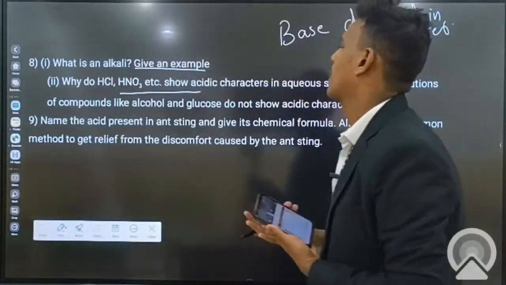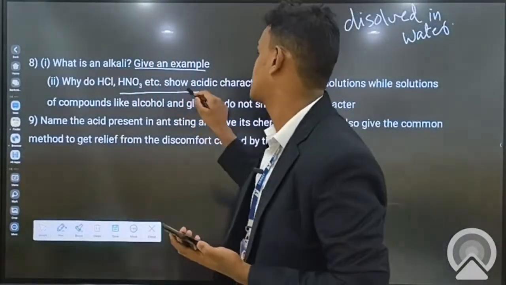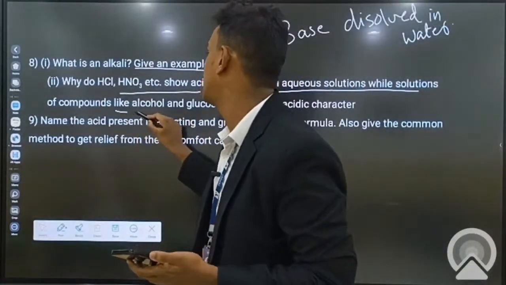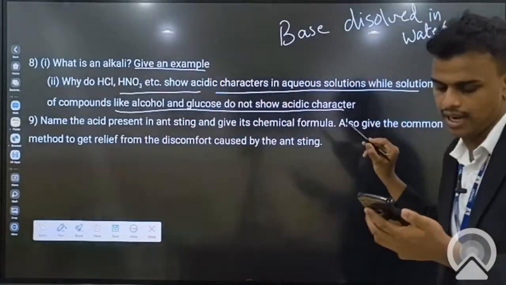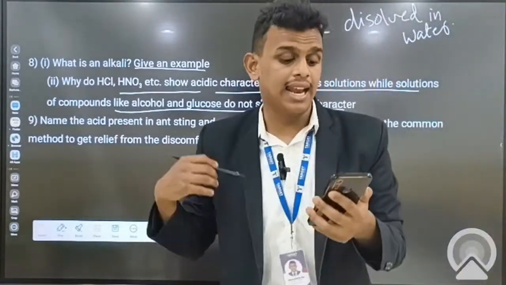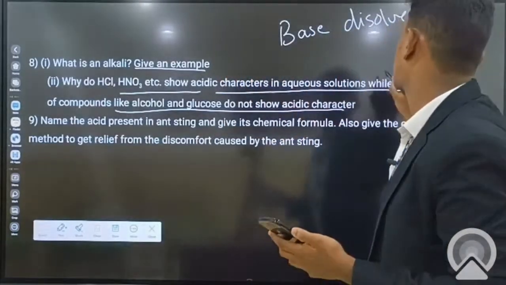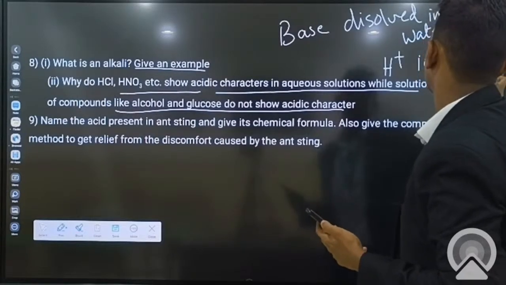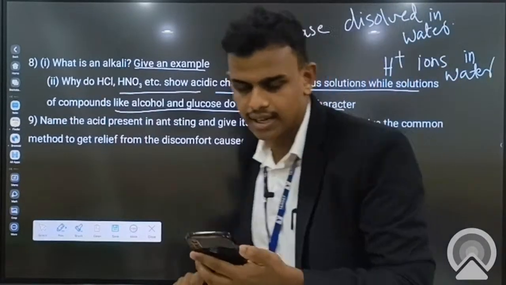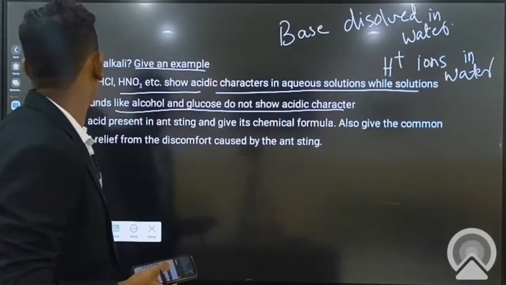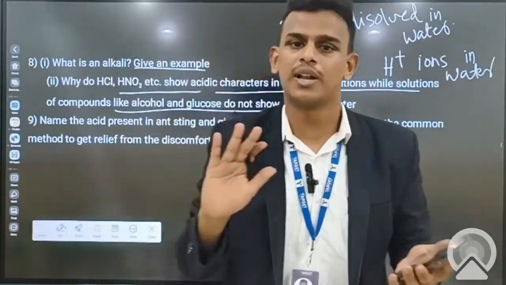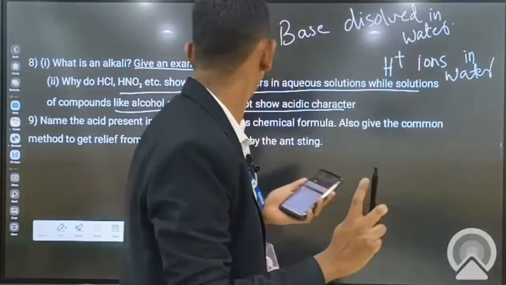That's not an alkali. Okay, why do HCl, HNO3, etc. show acidic characters in aqueous solution, while solutions of compounds like alcohol and glucose do not show acidic character? Because HCl and HNO3 can donate H plus ions in water. That is the reason for the acidic character. Is it clear? But alcohol or glucose cannot donate H plus ions. That is the reason. Write it down.